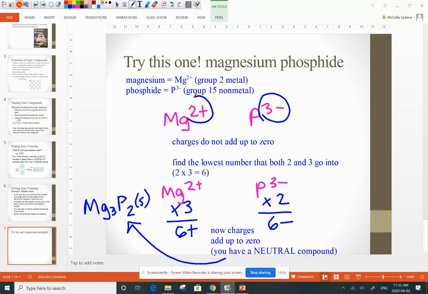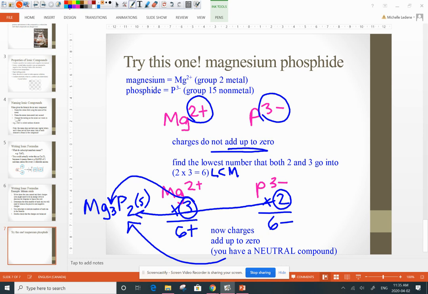So if you look at the charges, they do not add up to 0. 2 positive does not equal 3 negative. So you have to find the lowest number that both 2 and 3 go into. So I just multiply the 2 numbers together. That's your lowest common multiple. All right, so magnesium, 2+, I times him by 3. This 3, the multiplier, goes into the formula here. Phosphorus, I multiply by 2. Now I have 6 negatives to add up to the 6 positives. I now have a neutral compound.